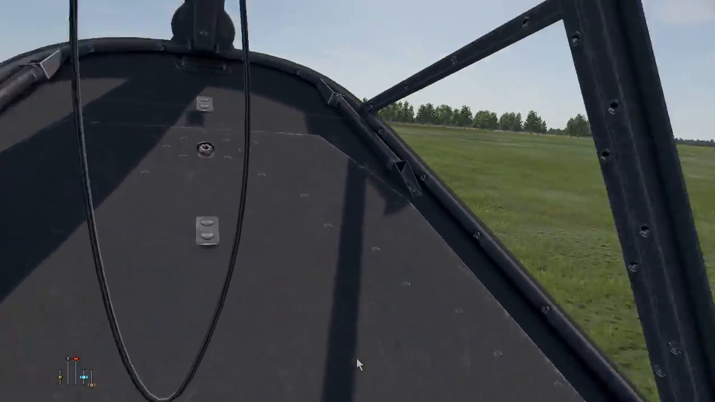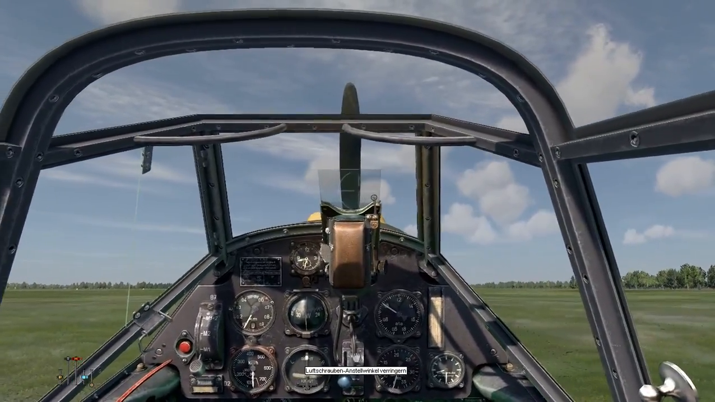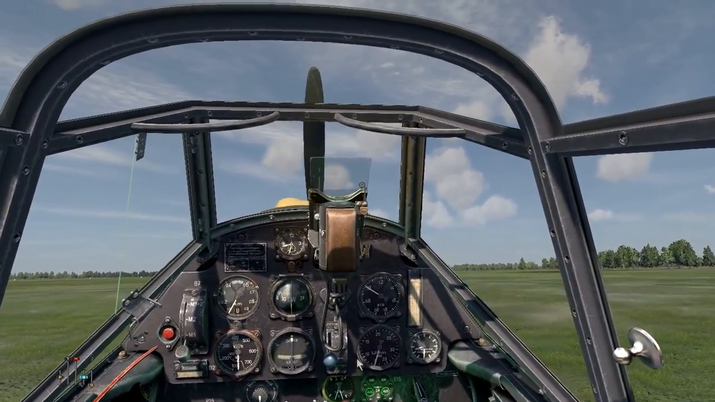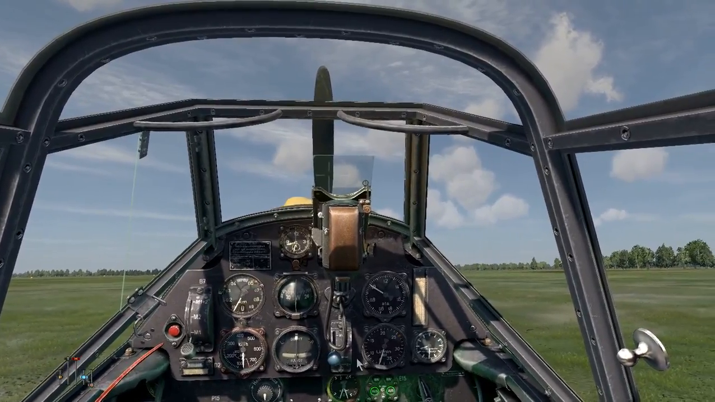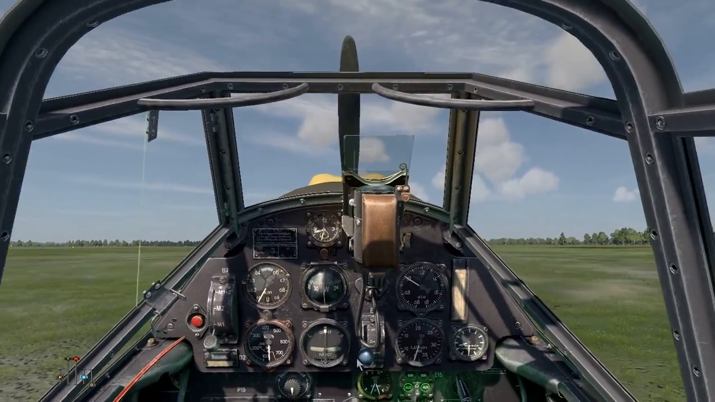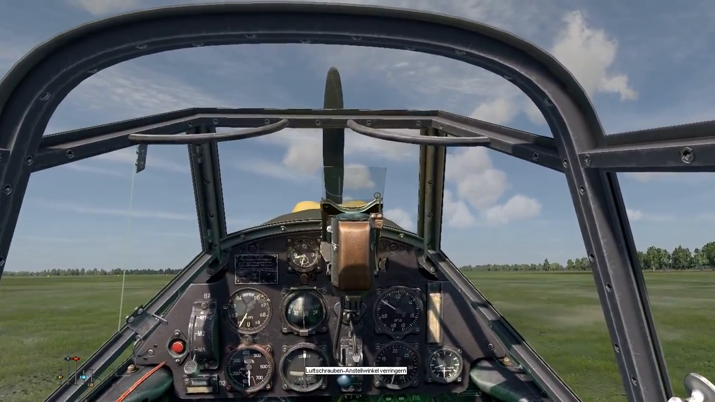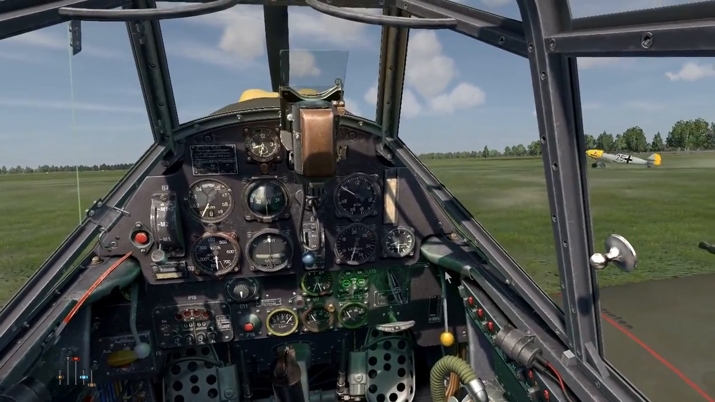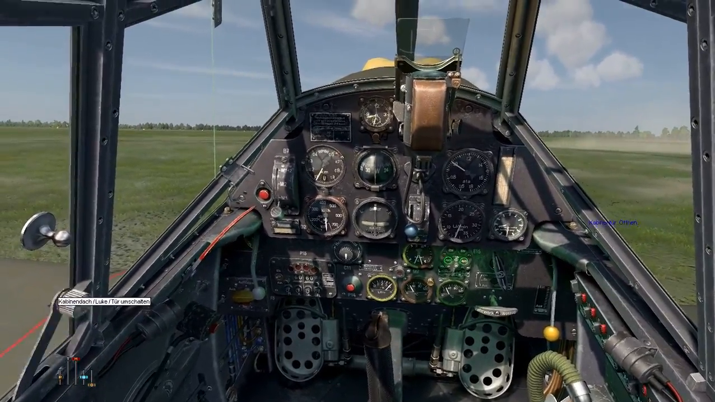Hey, welcome everybody to my next tutorial. In this one I'm going to explain a little bit about the prop pitch, but I'm not going to go too deep into the theory because it's really not very important for you to understand. More importantly, I'm going to show you how to use the prop pitch in order to get your rounds per minute at a good amount.